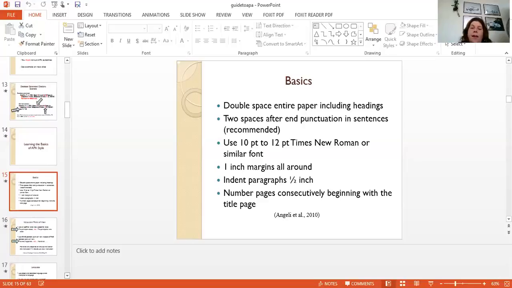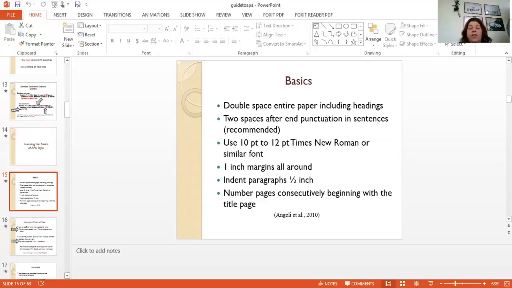Likewise, you should have 1-inch margins all the way around. And again, Word will default to that, so you don't really have to go in and make any changes to that unless you wish to. You should not do so if you're trying to follow correct APA formatting. But again, if you share a computer with others, you'll want to double check that.